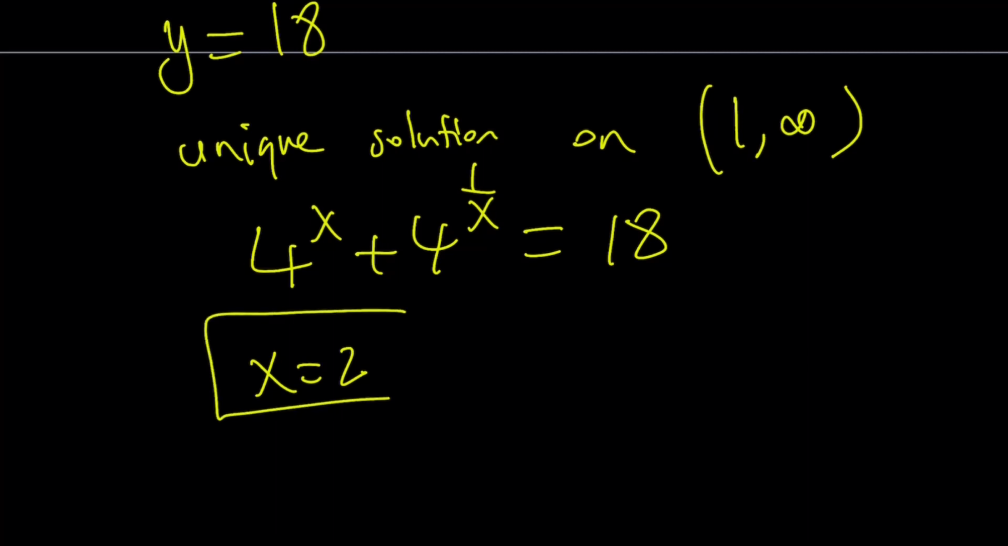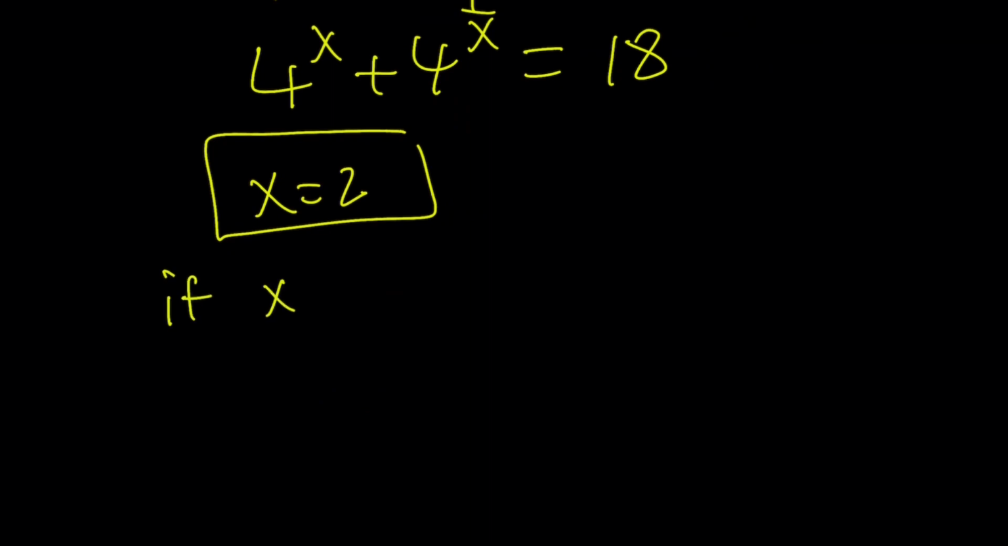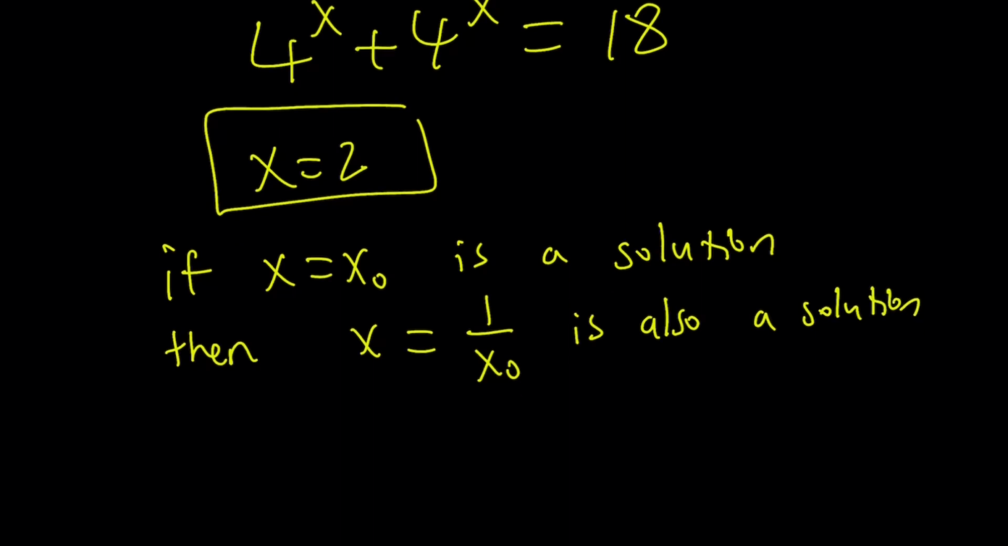Great. So x equals 2 works, but is that the only solution? That is the $1,000,000 question. So here's the idea. If x equals x sub 0 is a solution, then x equals 1 over x sub 0 is also a solution. Now, why am I saying that? Let me explain real quick.